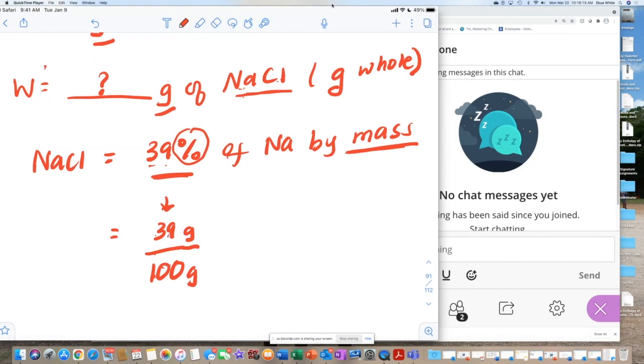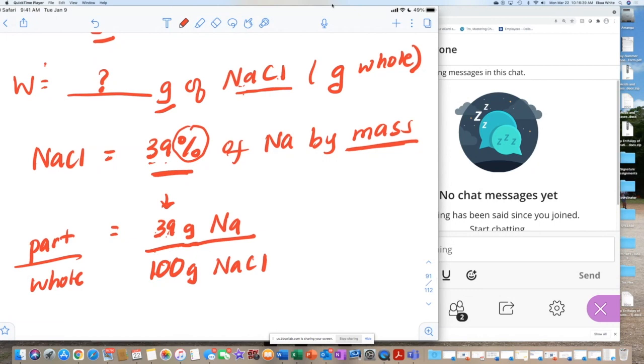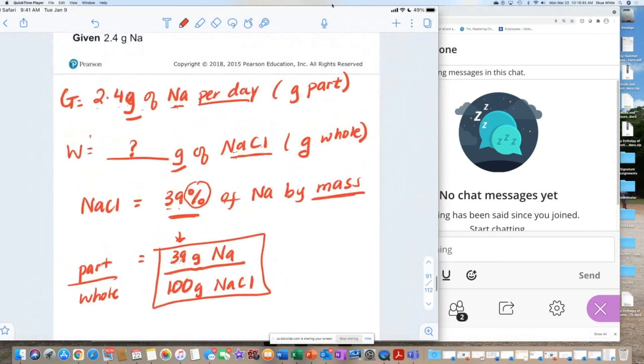In our conversion fraction, we always put the part on top and the whole on the bottom. So we put it part over whole. That way, 39 grams belong to sodium, and the 100 grams belong to the whole, sodium chloride. So all that dialogue just to say 39% of sodium by mass means this fraction here. So I can look at my number again. After I've decoded this, I was given the grams of the part, and I was given their part to whole relationship. Now I can use those two numbers to figure out this part here.